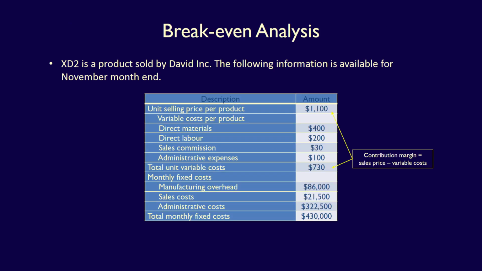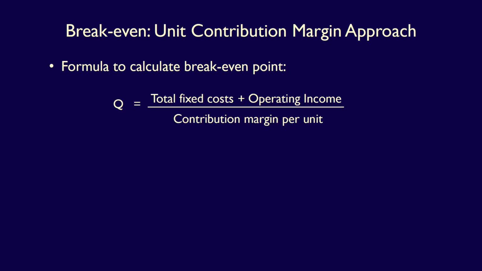Using David Inc. again, we first have to calculate the contribution margin per unit, which is the sales price per unit minus the total variable cost per unit. Therefore, $1,100 minus $730 is equal to $370. Remember that the total fixed costs are $430,000. We can now use this in our shortcut formula. Q is equal to total fixed costs plus operating income all divided by the contribution margin per unit. Q equals total fixed costs of $430,000 plus operating income of 0, because we're calculating break even here, all divided by $370, the contribution margin per unit.